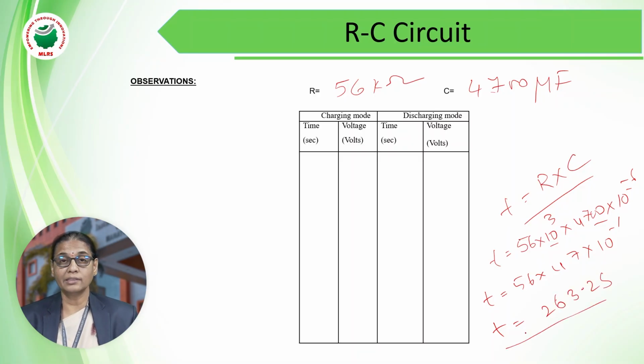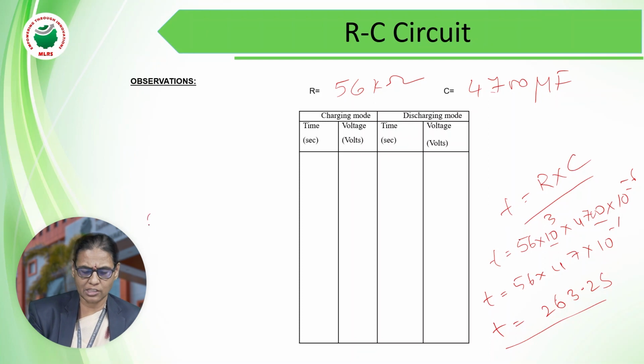This is called the theoretical time constant. By using the values of R and C, which you are using for doing the experiment, find out the theoretical time constant. This is the approximate value which you will be getting. Put aside. Then conclude the experiment. After conducting the experiment, draw the graph. Then note down on the graph.